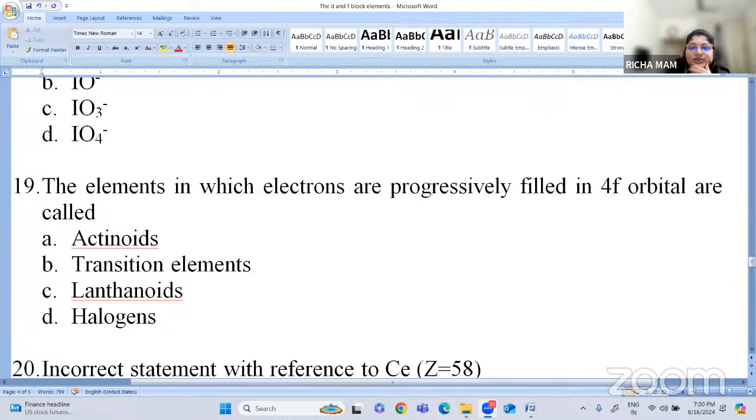So when the electrons are filled in the 4f orbital, they are termed as the lanthanoids. Very good, Akhila. Let us go for the next one.